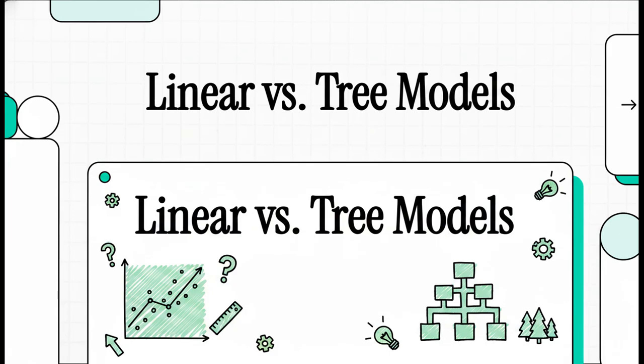All right, let's talk about one of the first big decisions you have to make in almost any machine learning project. It can feel like it's going to make or break the whole thing. We're going to demystify that choice. Do you go with a simple, straightforward linear model, or do you jump straight to a powerful tree-based one?